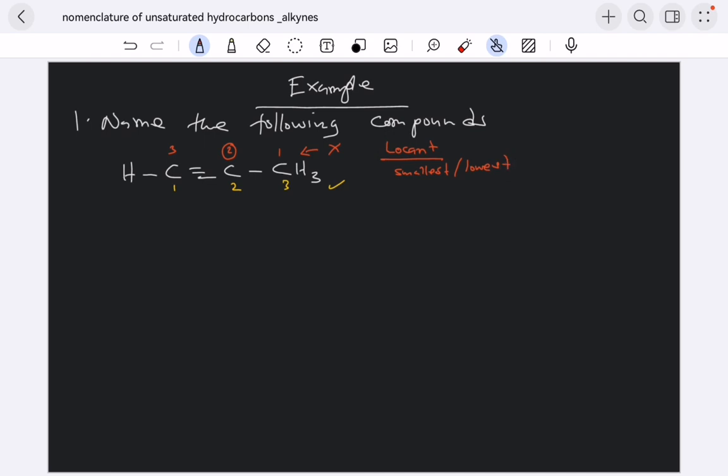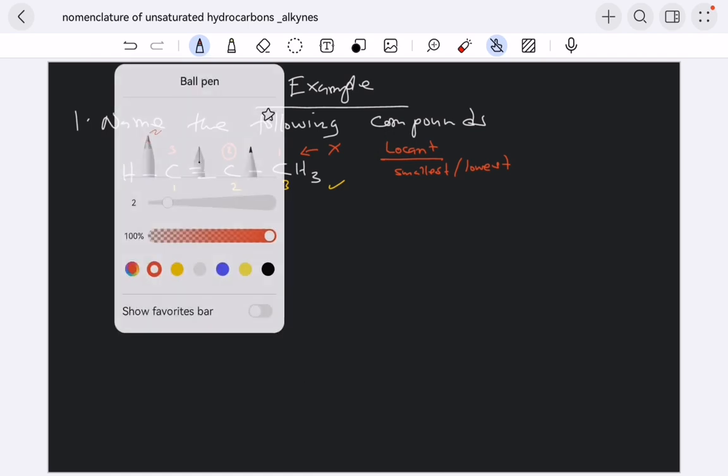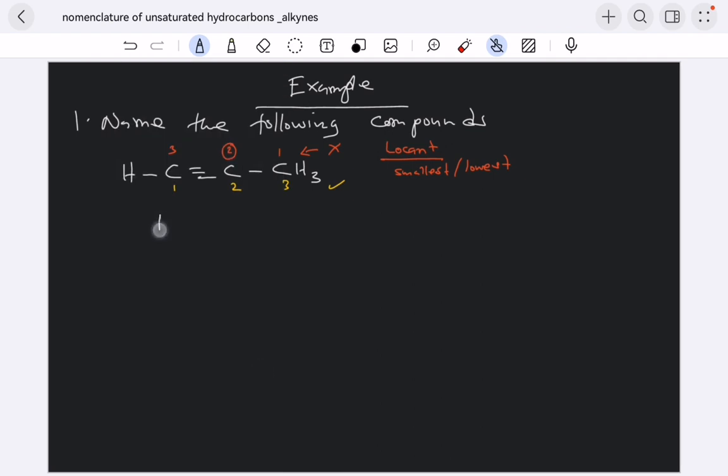So in this case, the correct counting is the one in yellow, where the first carbon is where the triple bond is. So if we're going to name this particular compound, we state the position of the triple bond, then the hyphen, then we count the number of carbons in the long chain. So there are 3. So this is propyne. Let's say that is A. Let's look at another example.